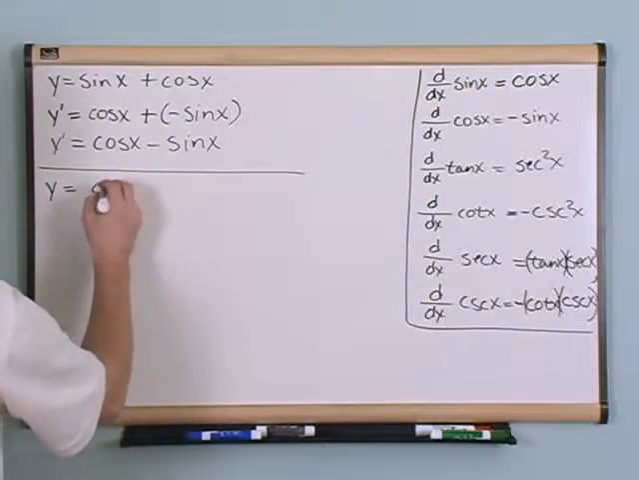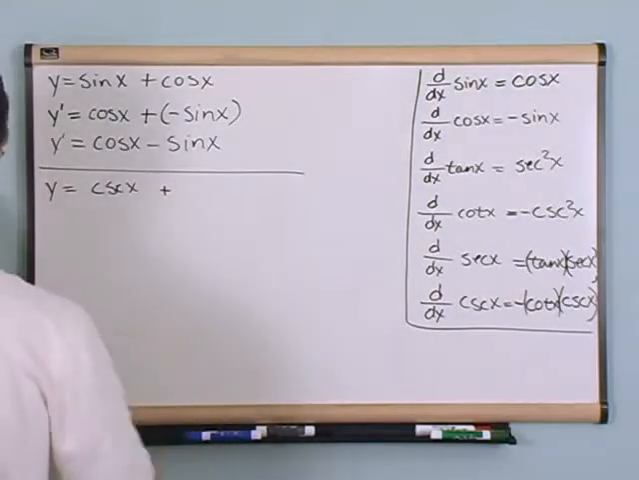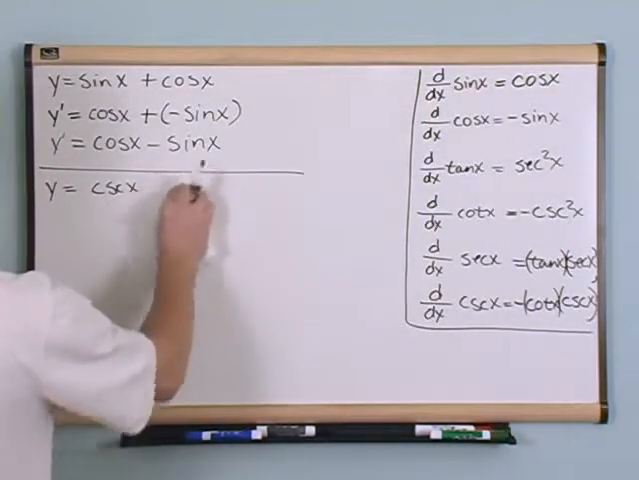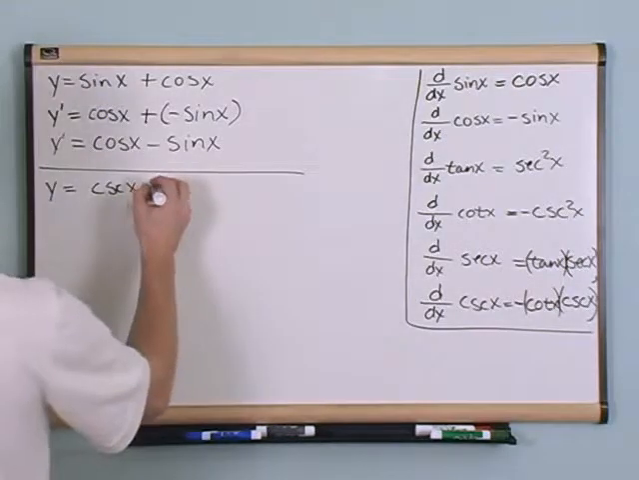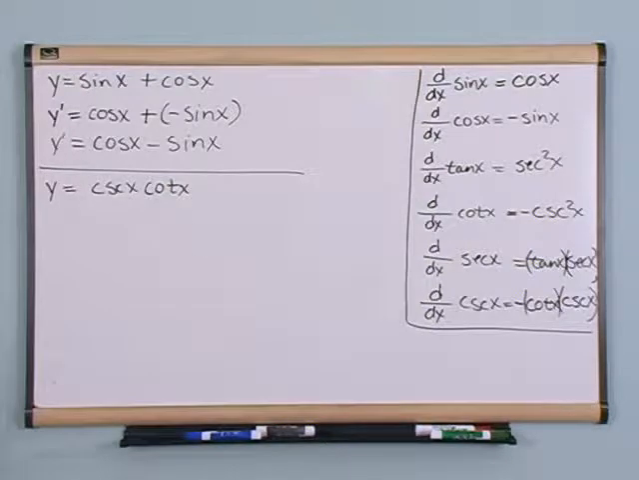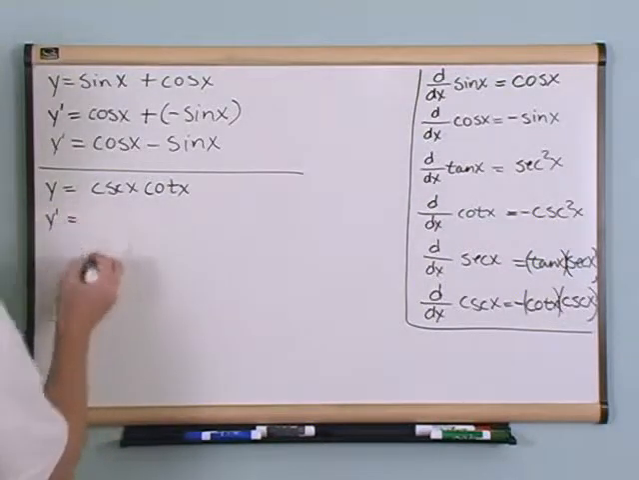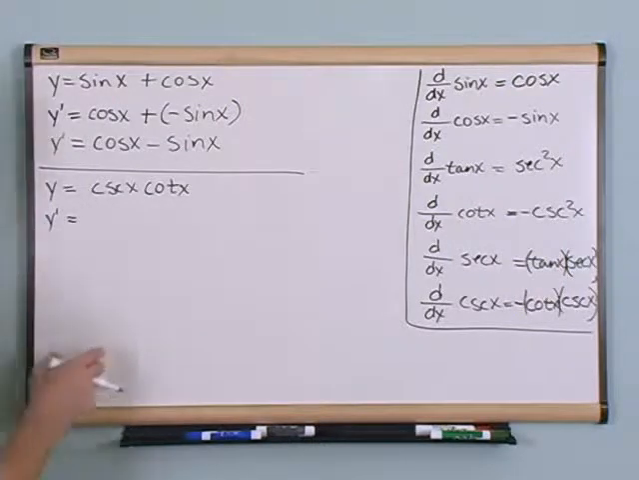What if you have cosecant of x plus, actually what I want to do is something a little bit more challenging. Cosecant of x times the cotangent of x, and you're supposed to take the derivative of that. Okay?